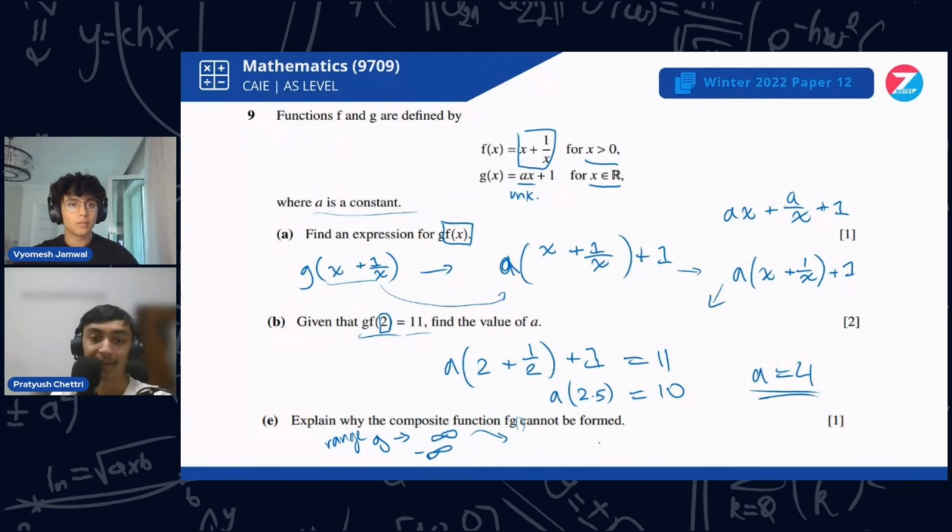What you write is g's range is outside, actually, that's a good word, outside f's domain.